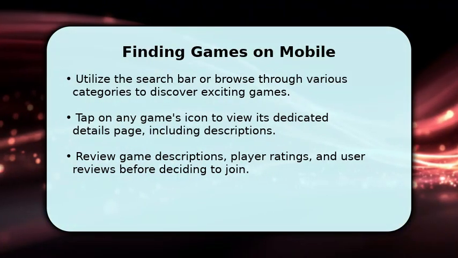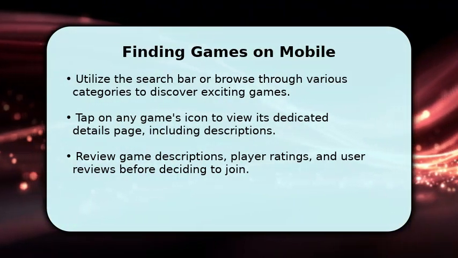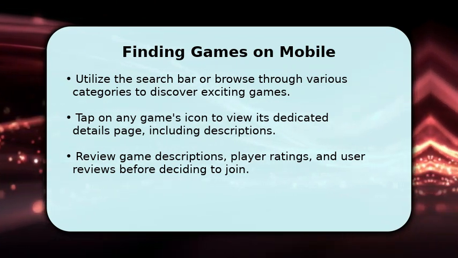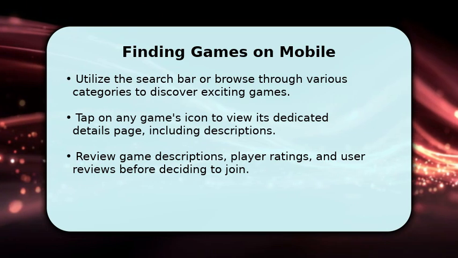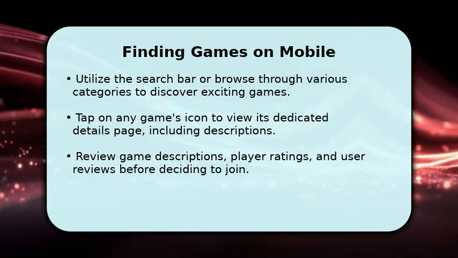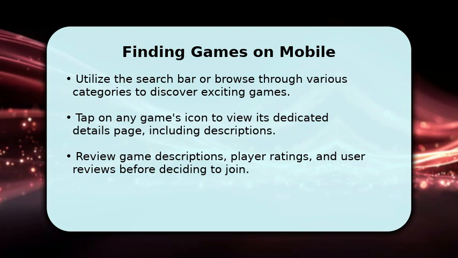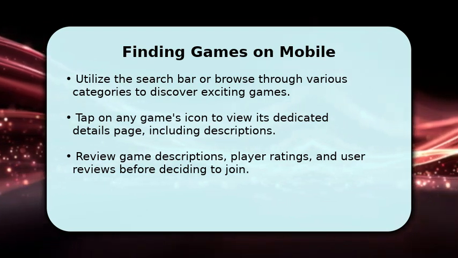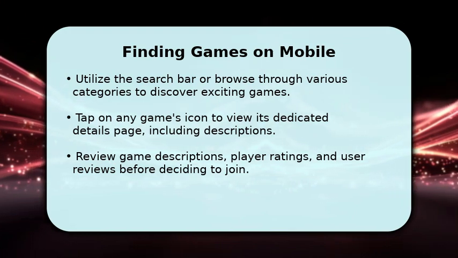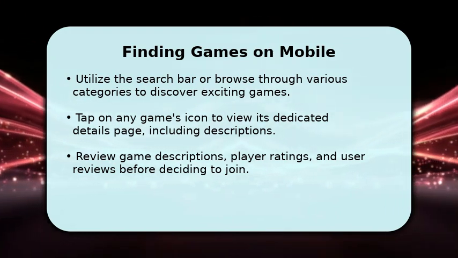Once you are logged in, finding games is super simple. You can use the search bar at the top to look for specific titles or explore the many categories available, like popular or top earning. When you find a game that looks interesting, just tap its icon to open its details page. Here, you can read the description, check out player ratings, and see reviews to help you choose your next adventure from hundreds of thousands of options.